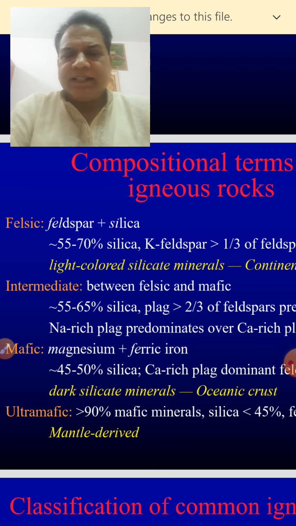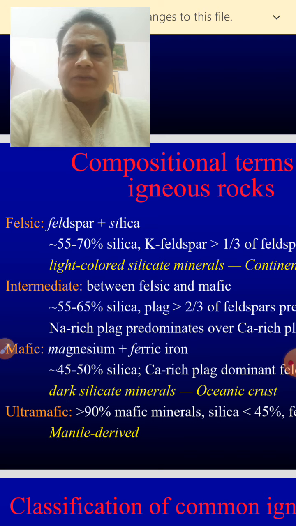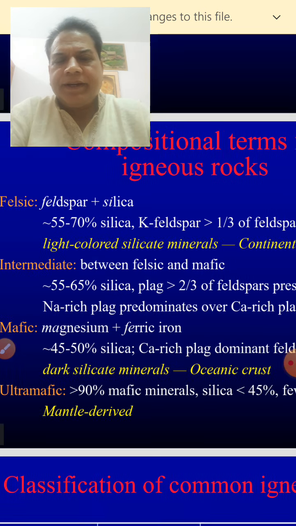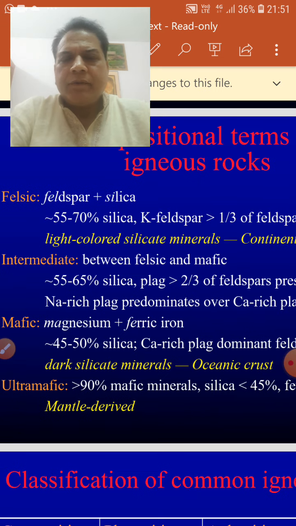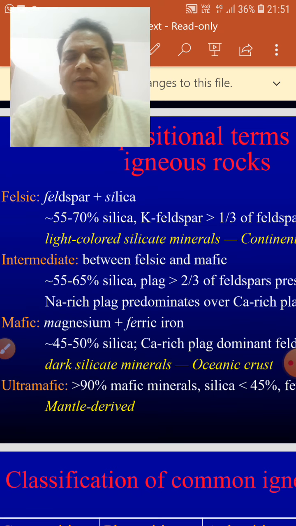Then the intermediate rocks, that is between felsic and mafic. Silica is from 55 to 65%. In some books it is from 52 to 66%, it doesn't matter, but very near to that. These rocks have Na-rich plagioclase dominating. And then mafic, once we say the term, means magnesium and iron rich rocks. The silica content is from 45 to 50%. In some it is 45 to 52%.